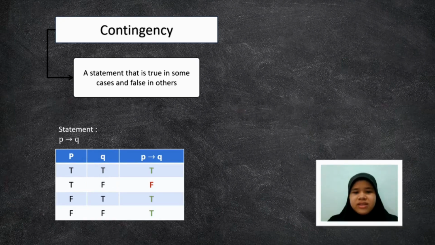And finally, there is the contingency. This is the most common one that we see in daily life. It is a statement that is sometimes true and sometimes false, depending on the situation. If your final column is a mix of true and false, just like in this table, we can say it is a contingency. By using a truth table, we can clearly see whether an implication forms a tautology, contradiction, or contingency.